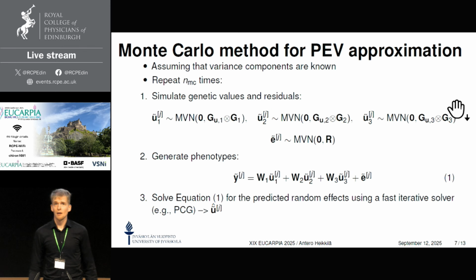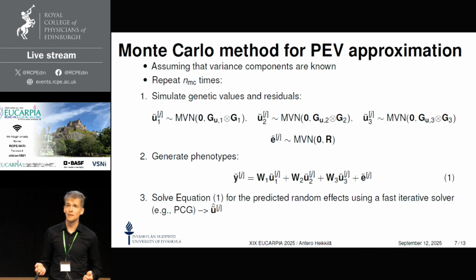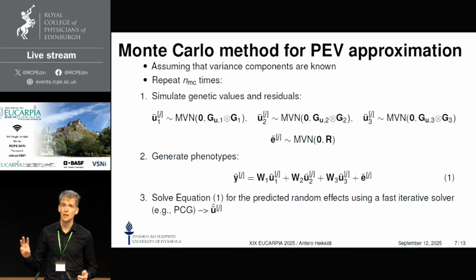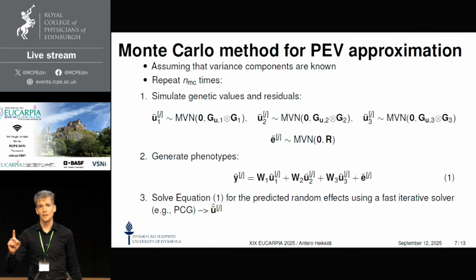So that's why we have applied a Monte Carlo sampling method for PEV and reliability approximation. Here we assume that the variance components, including genetic and residual covariances, are known. Then we will do this three-step process for NMC times, and this NMC stands for number of Monte Carlo samples. In the first step, we will simulate genetic values and residuals.